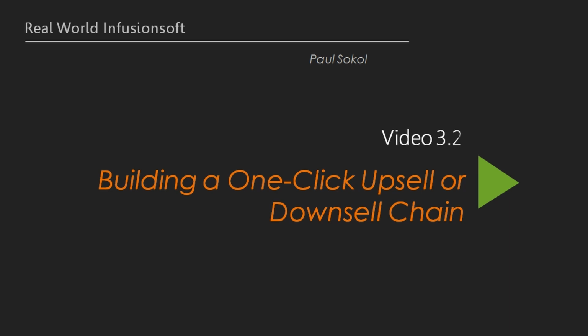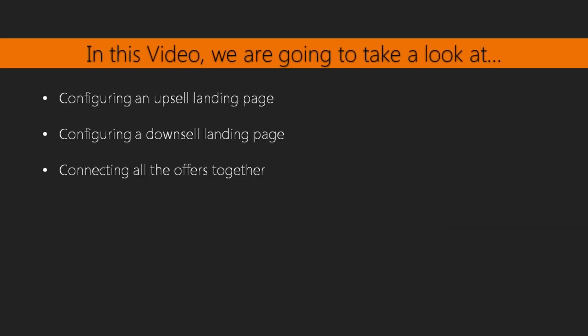The strategic context of this recipe is to offer a payment plan on the initial upsell product if the customer declines the original upsell, and offer a higher ticket item if they do not choose the original upsell. So specifically in this video, we're going to look at configuring an upsell landing page, a downsell landing page, and then connecting all the offers together.